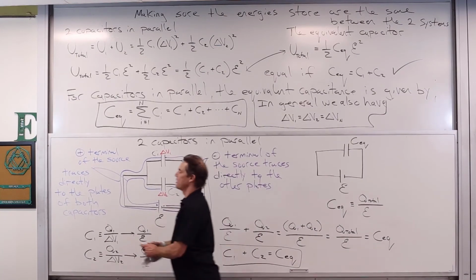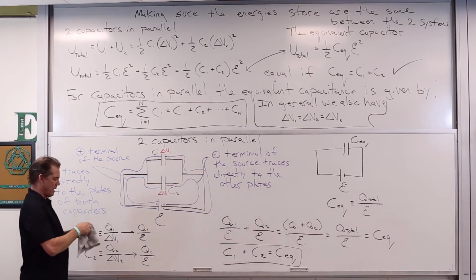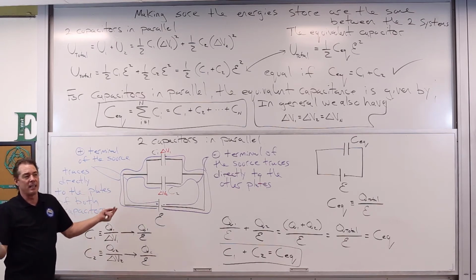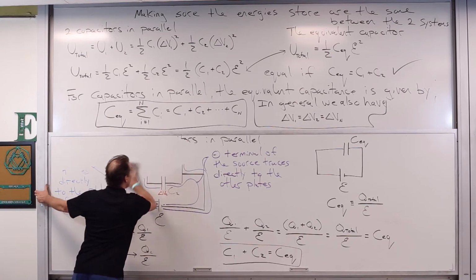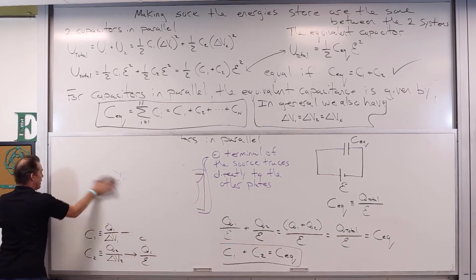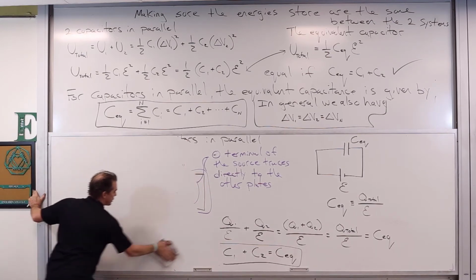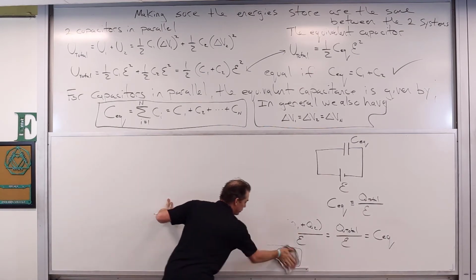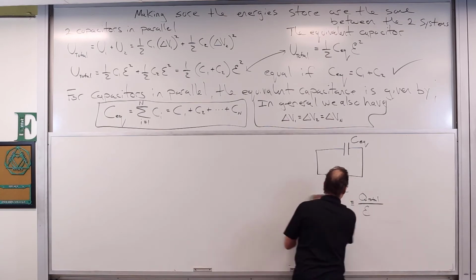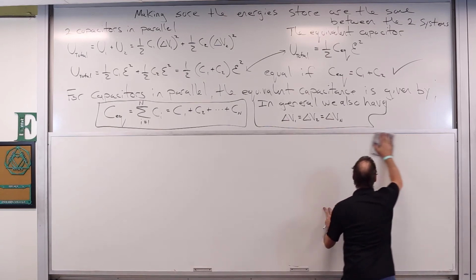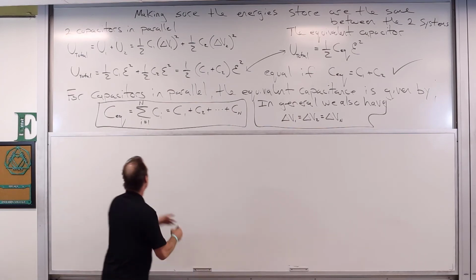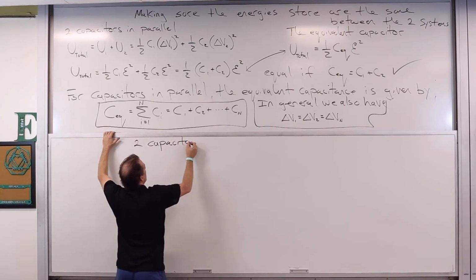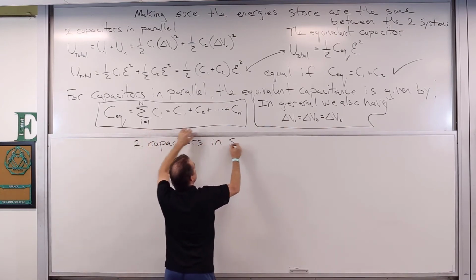What about series? Well, is series going to be the same? And I'd say, are you serious? Of course not. Why bother making a distinction between the two if they just turn out to be the same? So, let us now look at the series case. And again, we'll just consider two capacitors. If we can do it for two, we can do it for N in series. Two capacitors in series.